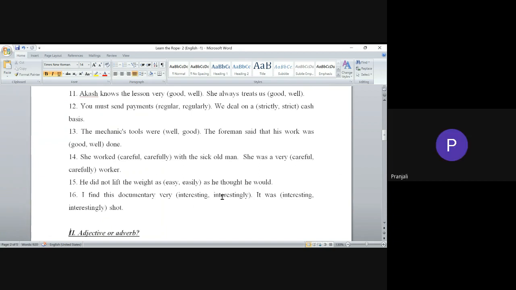Yes, ma'am, got it. Thank you. Okay, all right, 15th one: he did not lift the weight as easy or easily? Easily. It has to be easily because again, you're talking about how the person lifted the weight, right? So, as easily as he thought he would. He did not lift the weight as easily as he thought he would.